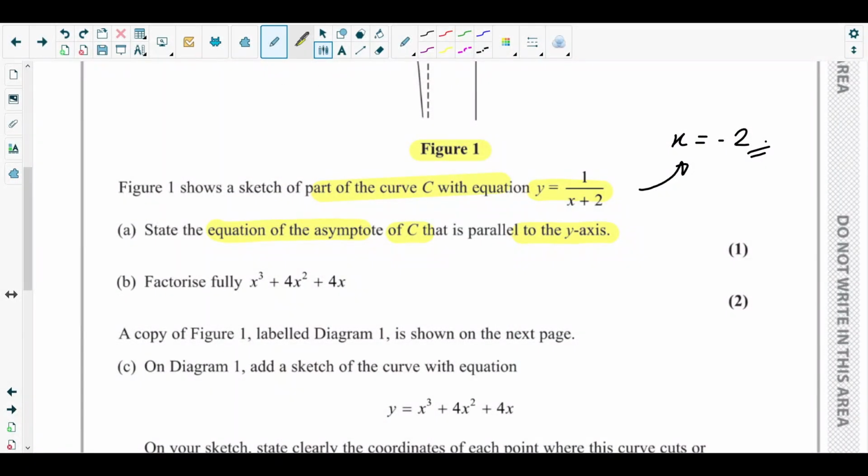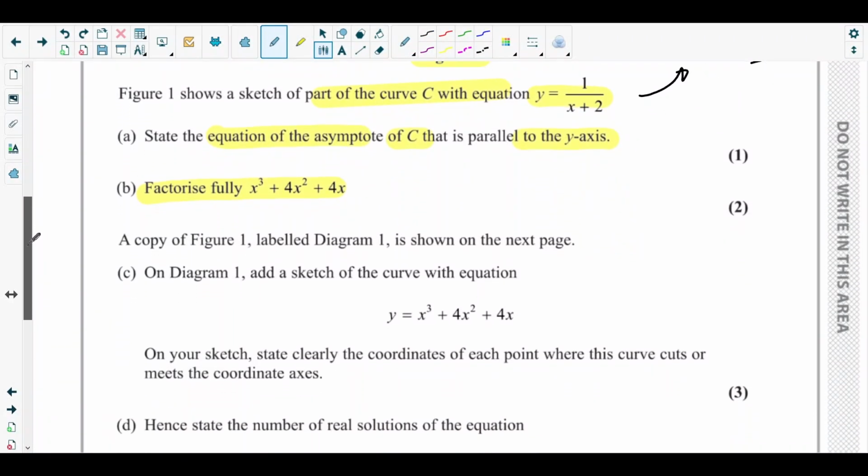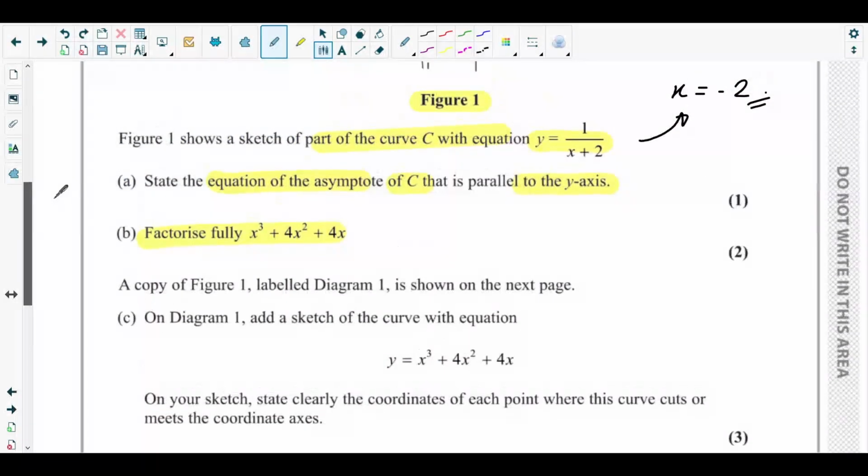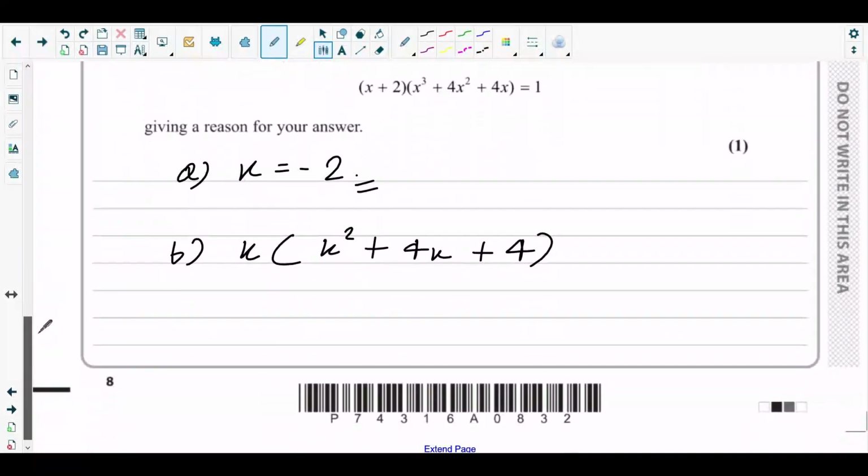Okay, next is part B. In part B, the question says to factorize fully x cubed plus 4x squared plus 4x. We need to factorize this cubic expression. So for factorization, we will take x common. So you will get x times (x squared plus 4x plus 4). Okay, so we got x squared plus 4x plus 4.